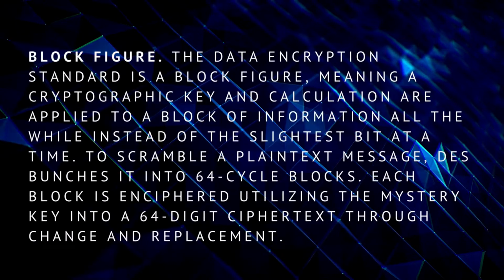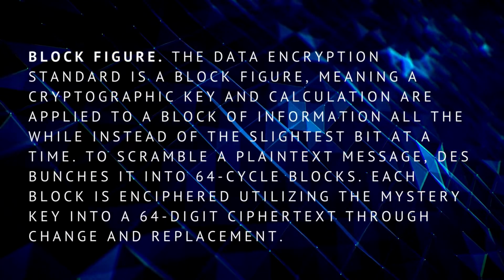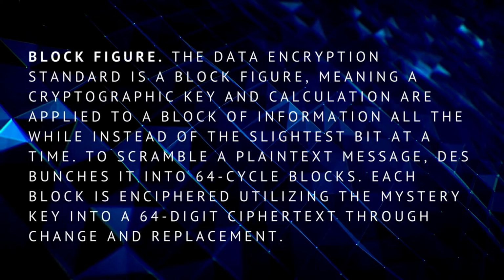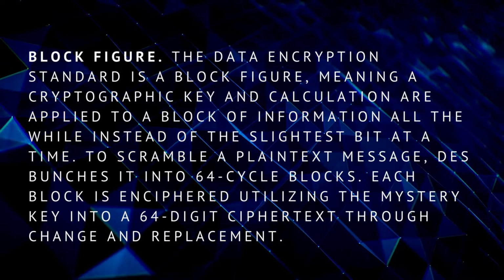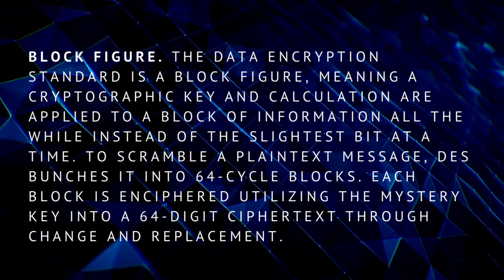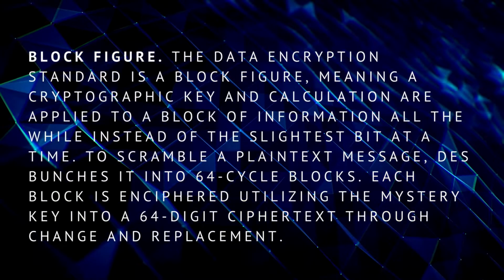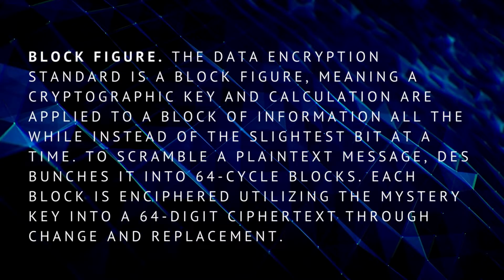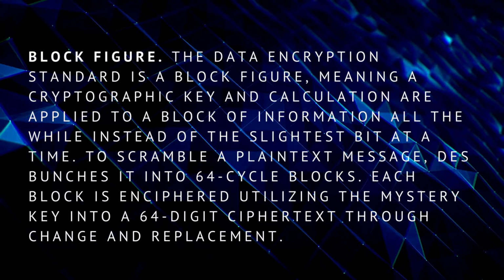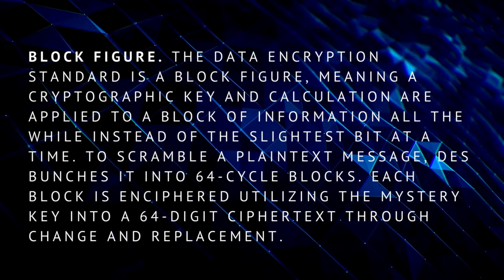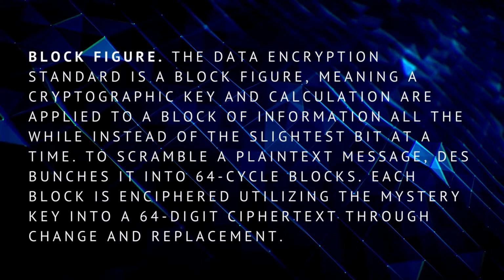Block cipher. The Data Encryption Standard is a block cipher, meaning a cryptographic key and algorithm are applied to a block of information all at once instead of one bit at a time. To scramble a plaintext message, DES groups it into 64-bit blocks. Each block is enciphered utilizing the secret key into a 64-bit ciphertext through permutation and substitution.